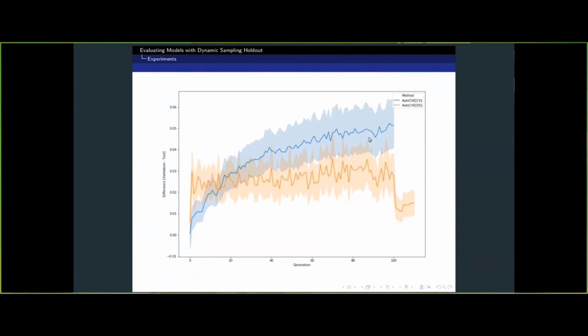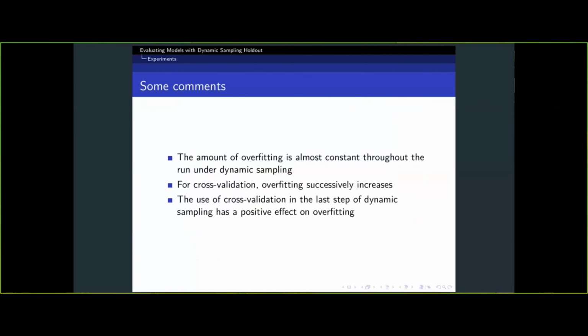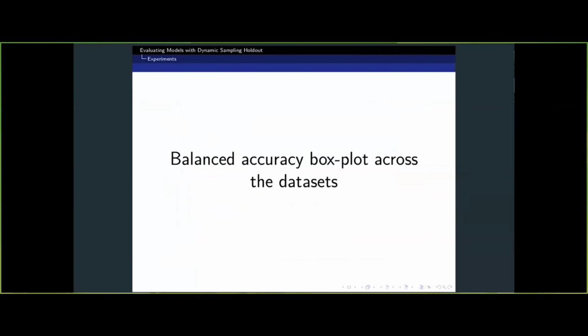So what you can see here is that the use of holdout with dynamic sampling has a great effect on controlling the overfitting. Also, the use of cross-validation only in the last generations has a positive effect in the Auto-CVE as well. Okay, here I just summarize what I said. I'm not wasting a huge amount of time here, okay?